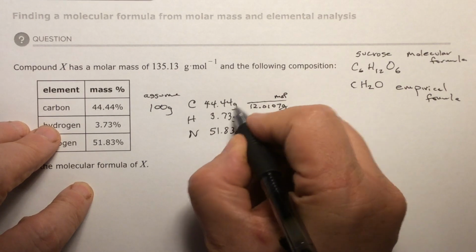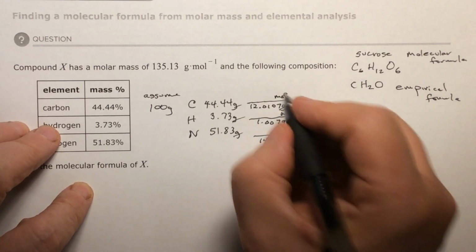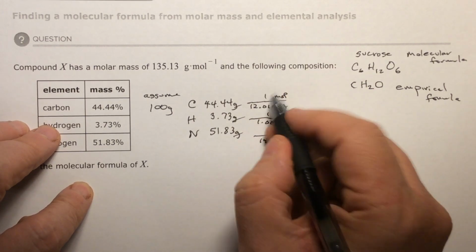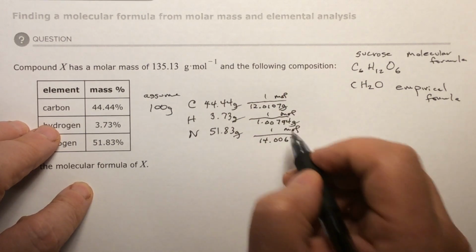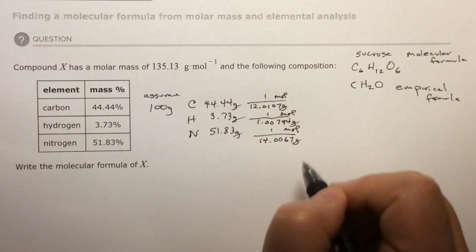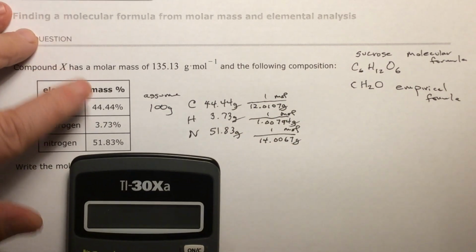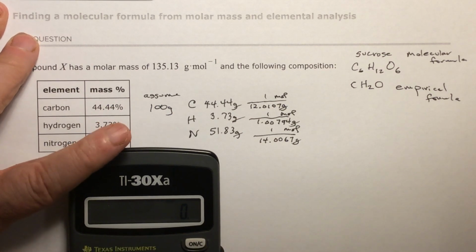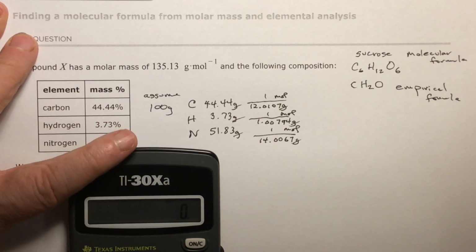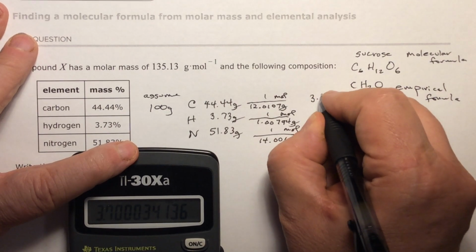So grams will cancel, grams will cancel, grams will cancel, and then when I divide it out, 1 mole is to 12, 1 mole is to 1, 1 mole is to 14. When I divide this number, I'm going to have moles. Moles is a number, and I can compare number to number and then find a ratio. So I turn my carbon grams into moles of carbon. So I have 44.44 divided by 12.0107, and I have 3.7.